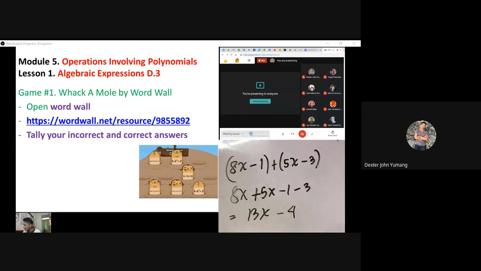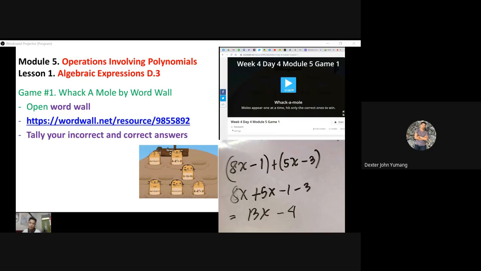Please click the link on our group chat. Yan po yung activities natin. I-hit lamang po ang mole na may tamang sagot. Okay? Pag mali pong sagot, wag po i-hit. 2 minutes na po yan, so your time starts now.